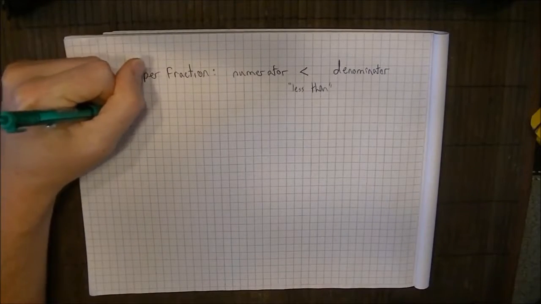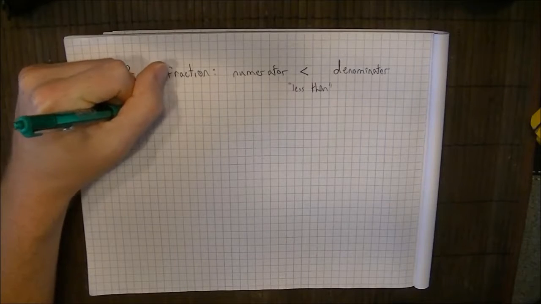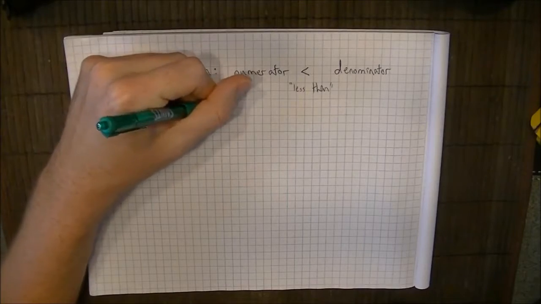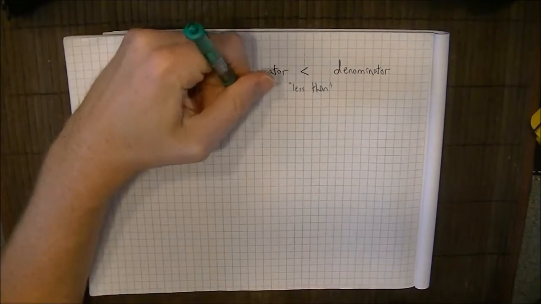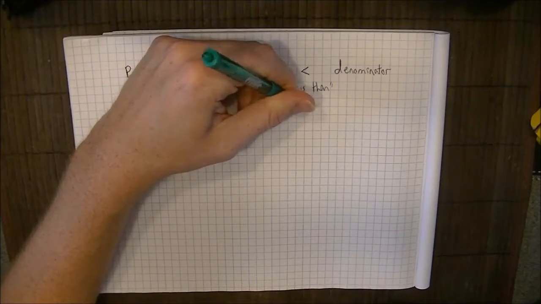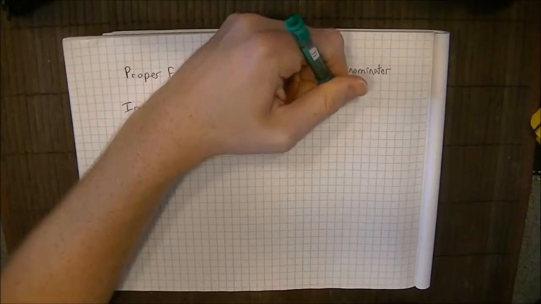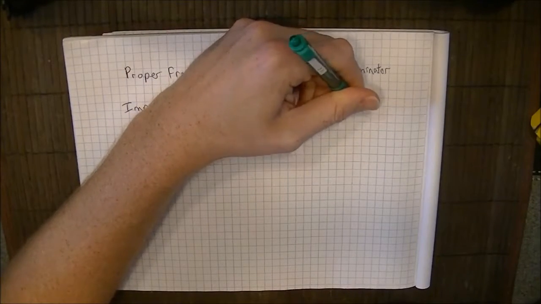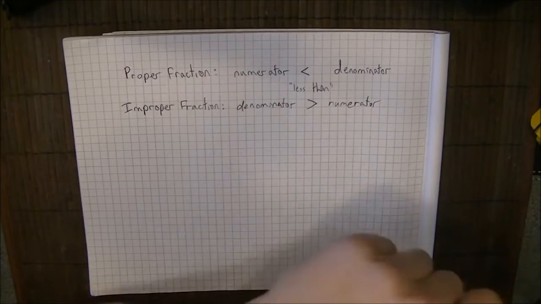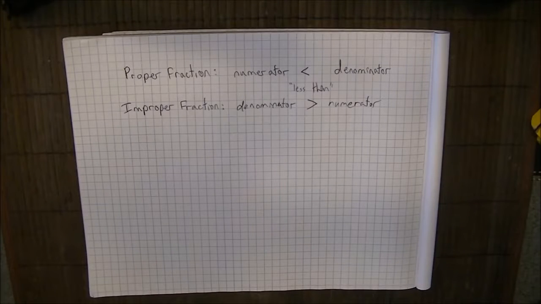An improper fraction of course means the opposite. The denominator is greater than the numerator. Okay, so the improper fraction has our denominator greater. Of course, if the denominator is equal to the numerator, then what we're looking at is really just the number 1 written in a weird way, right? So if we have 5 over 5, that's 1.